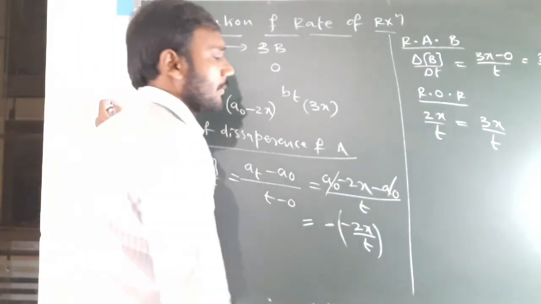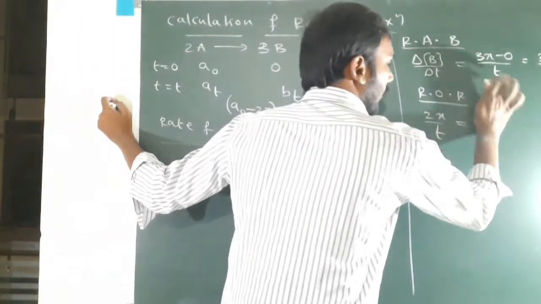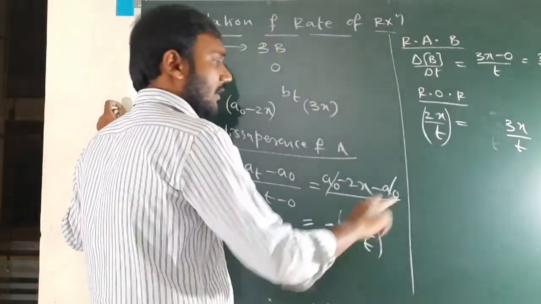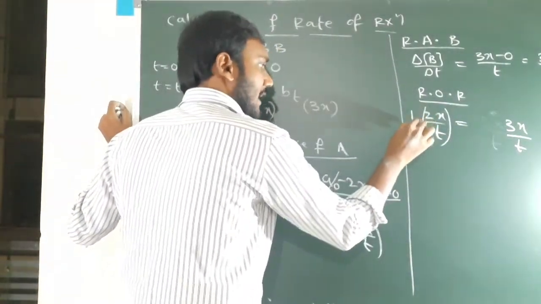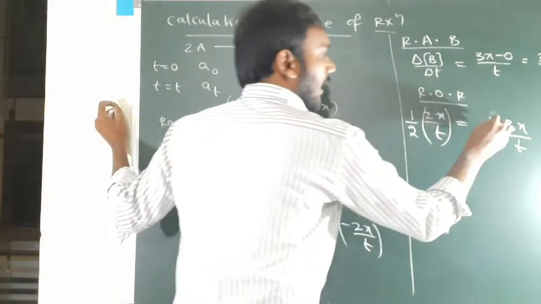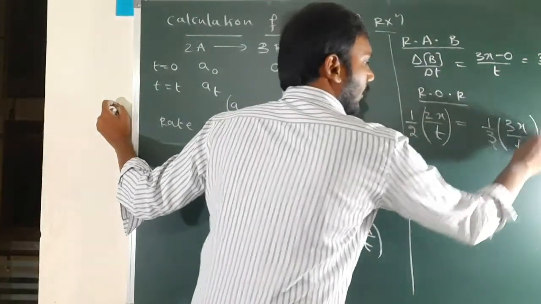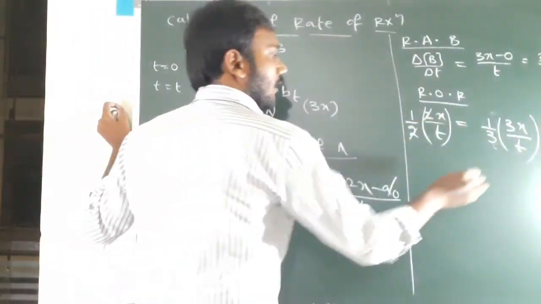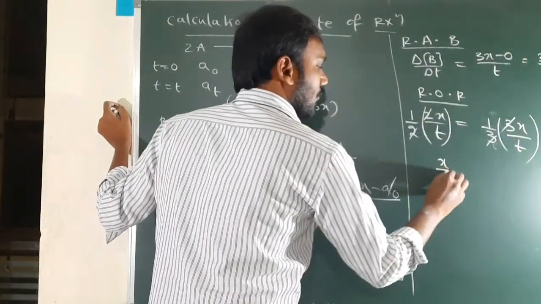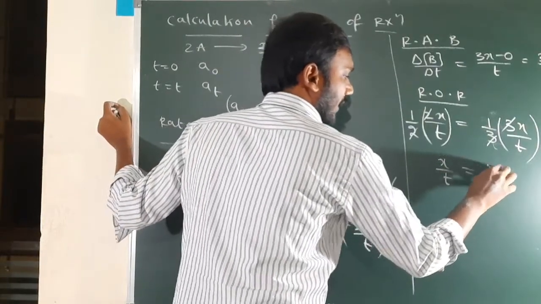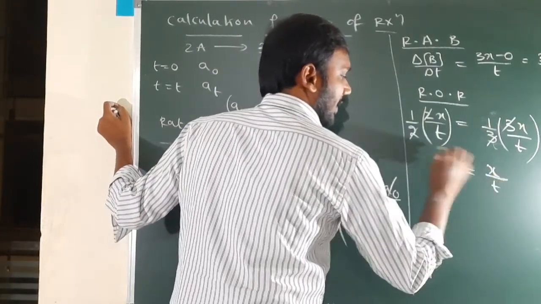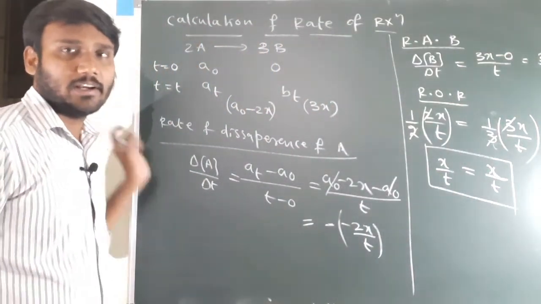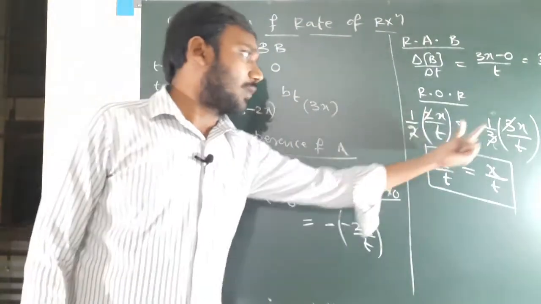So now to make it equal, what do you have to do here? This 2x by T, that means the disappearance of A, I am multiplying with 1 by 2, and this appearance of B, I am multiplying with 1 by 3. When I multiply here, what will I get? This 2 will be cancelled and this 3 will be cancelled. Finally, the rate of disappearance of A is x by T, and the rate of appearance of B, what am I getting? X by T. Now how is it happening? We multiplied with 1 by 2 and with 1 by 3.